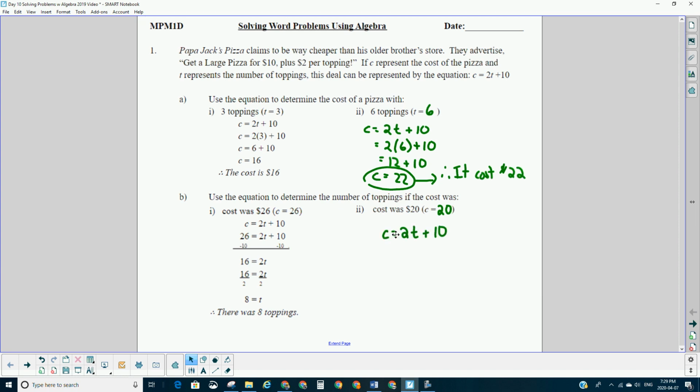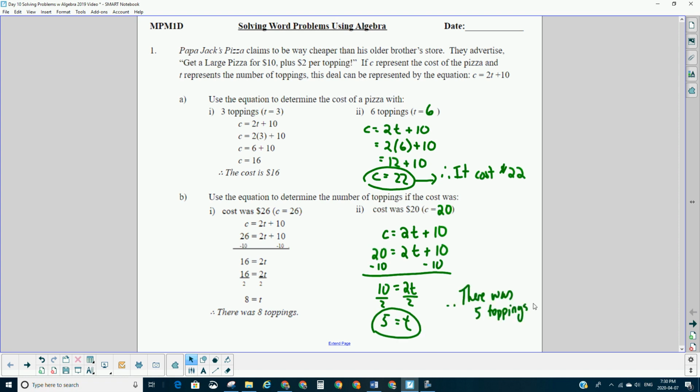Again, we're going to use the equation, so we write down the equation. We're going to put the 20 in here. That's the cost. Now we've got to subtract the 10 from both sides, which means there's $10 left over. That was the toppings. Divide both sides by 2, and T equals 5. And that means there must have been 5 toppings.